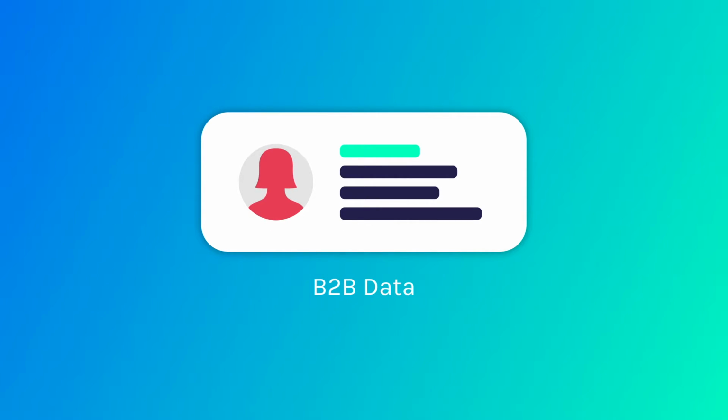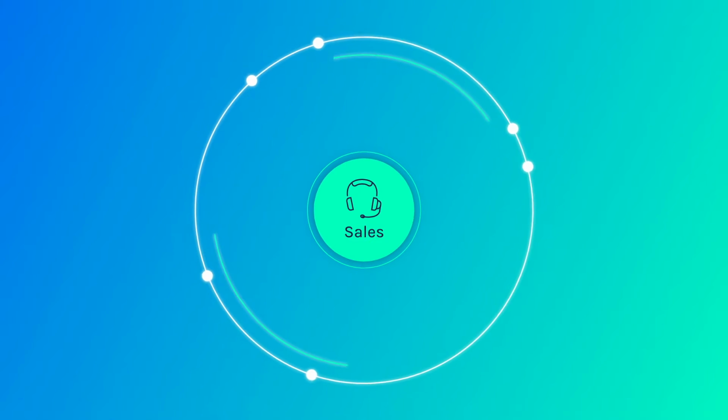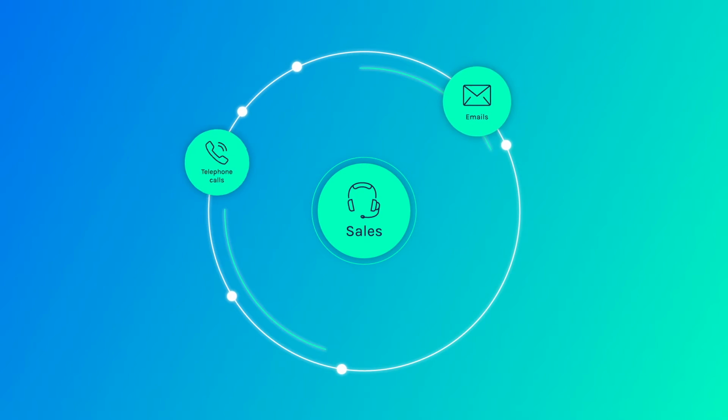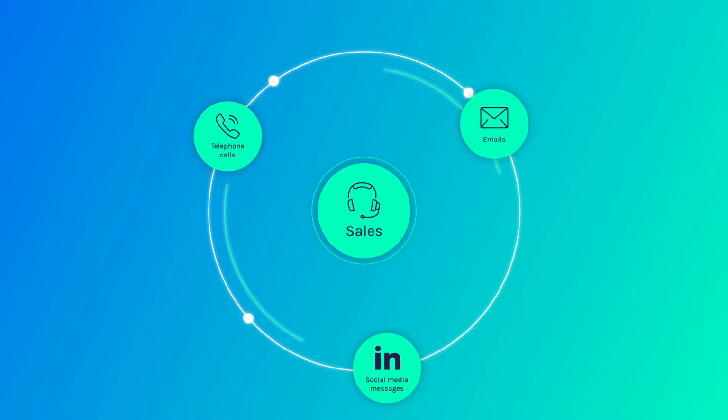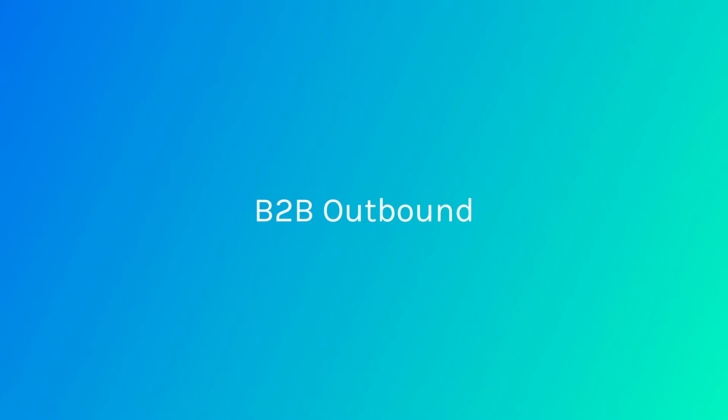Then, once the lead's B2B data has been gathered, it can be actioned through a series of sales and marketing activities. Salespeople can use it to contact likely buyers through emails, telephone calls, and social media messages. This process is called B2B Outbound.